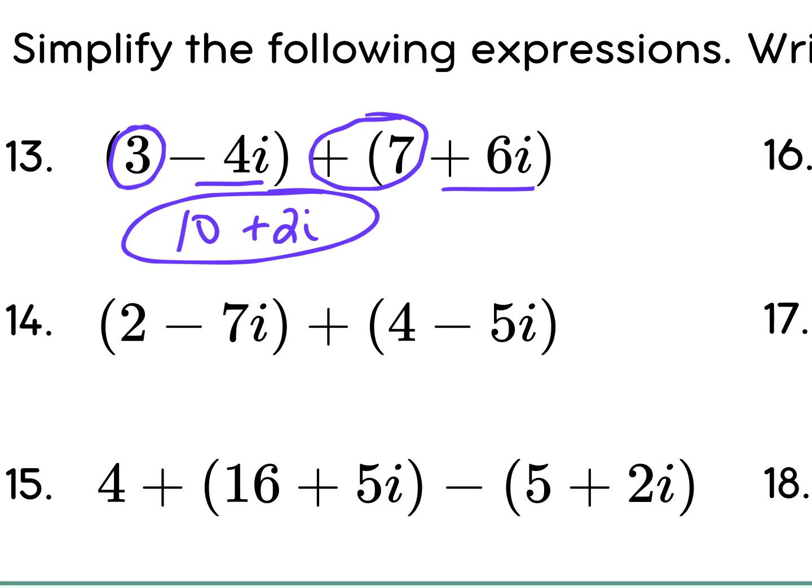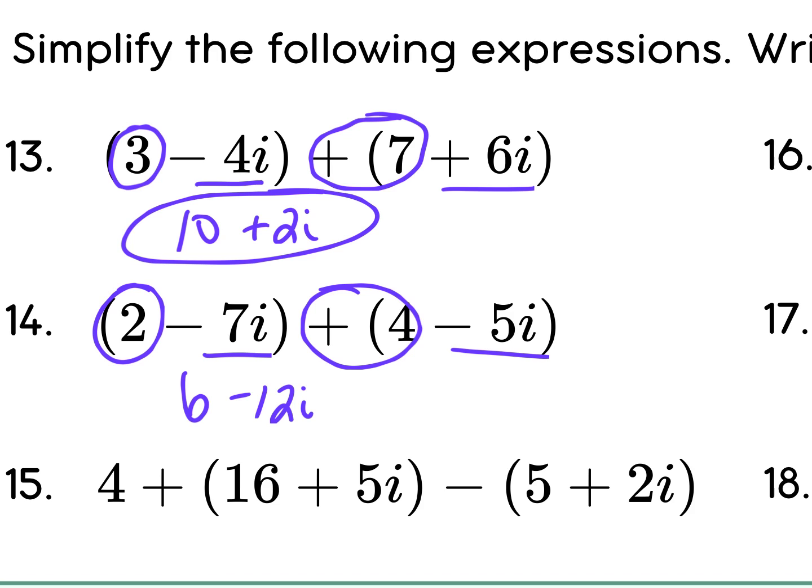What are we doing in between each parenthesis? We're adding again. Good. So real with real. What is 2 plus 4? 6. Perfect. Then what's -7i and a -5i? -12. Perfect. -12i. Make sure you put that i, because that's telling you, hey, part of this number is real and part of it is imaginary.